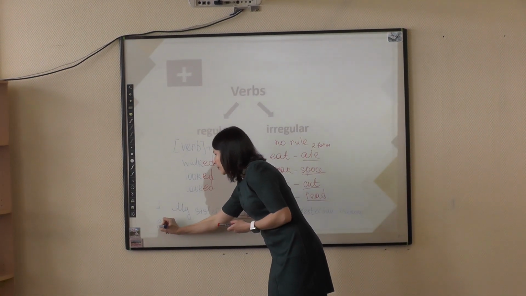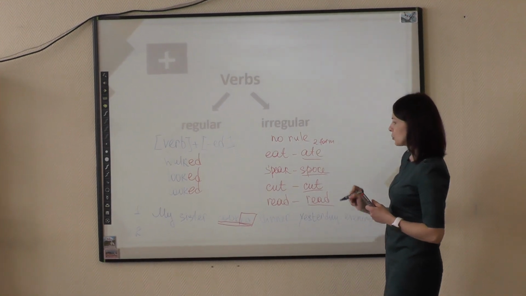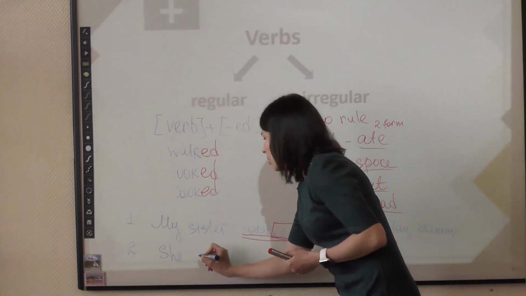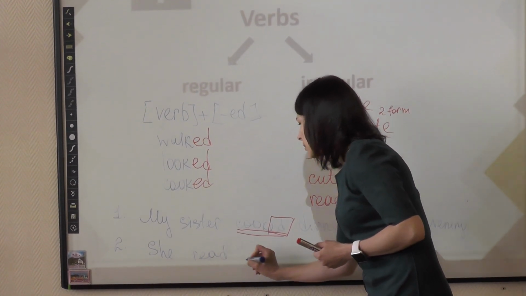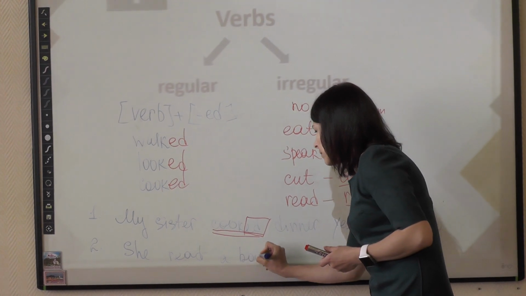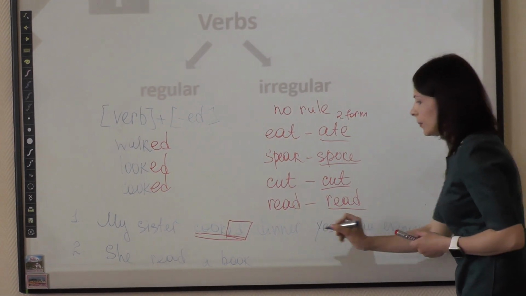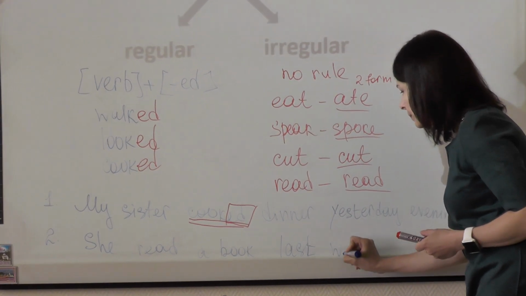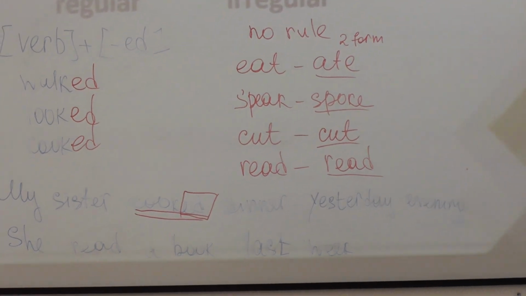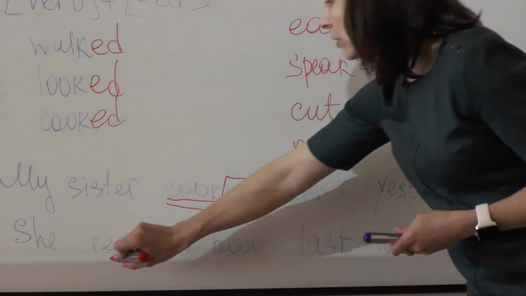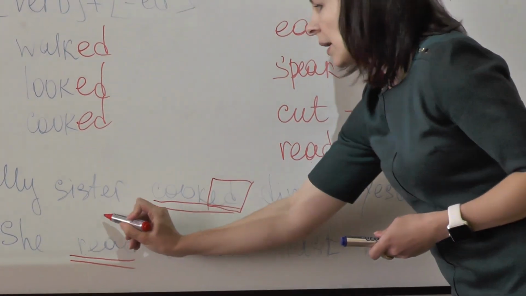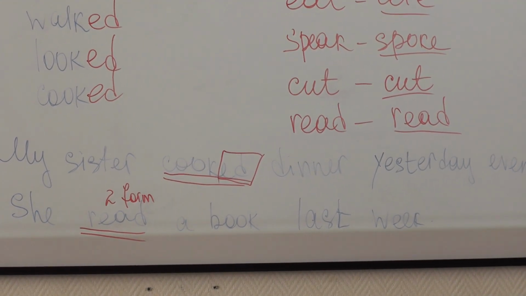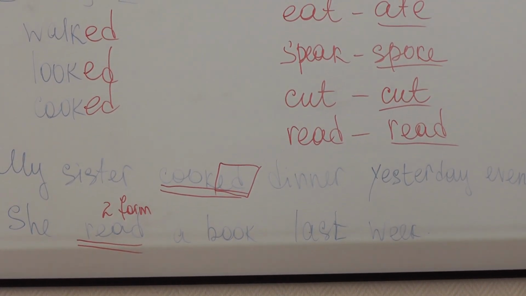So number 2, irregular verbs. For example, she read a book last week. Underline the verb, please, the irregular verb "read". It's the second form, as you can see. Second form. Yes? Yes, you're right.